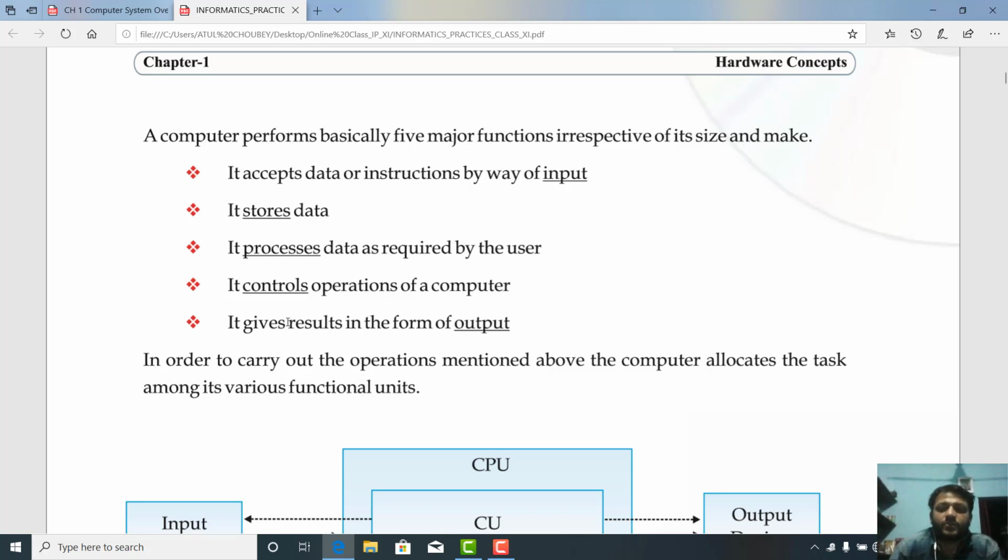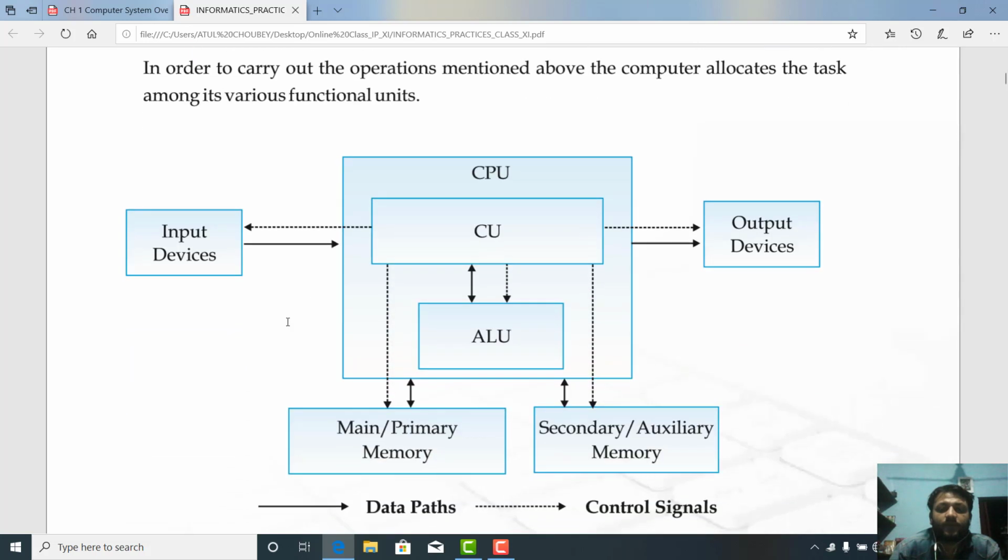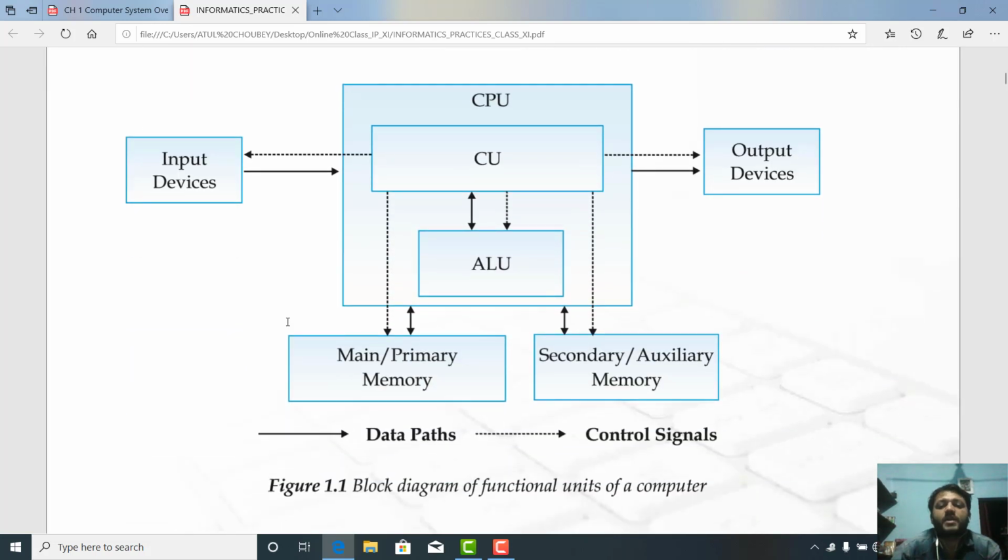Now students, we come to the block diagram of computer. In this screen you are watching the functional unit of computer, and this is also called the block diagram. We can say the block diagram of functional unit of computer.